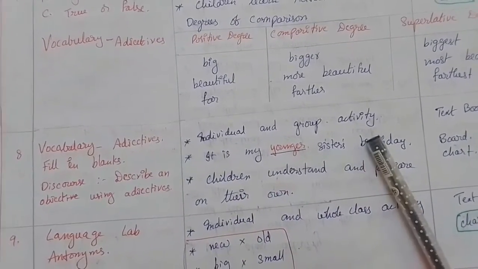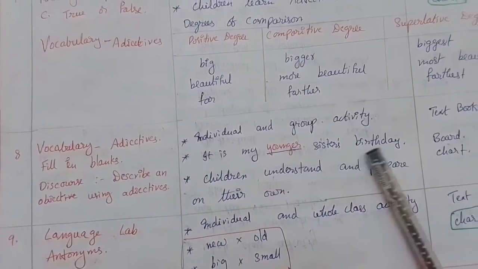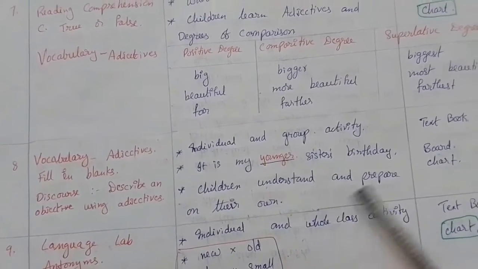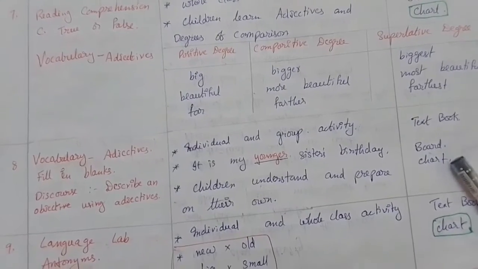Individual and group activity. It's my younger sister's birthday. Here the adjective is younger. Children understand and prepare on their own. We use textbook, board and chart as TLM.